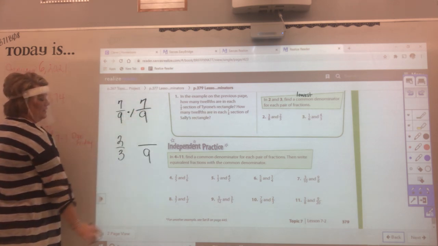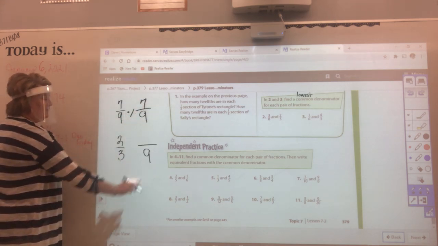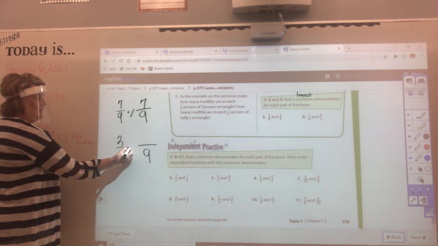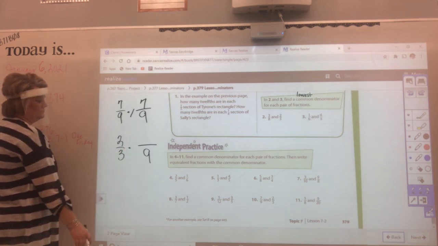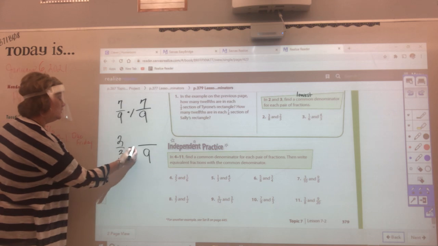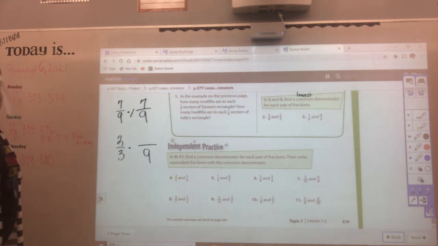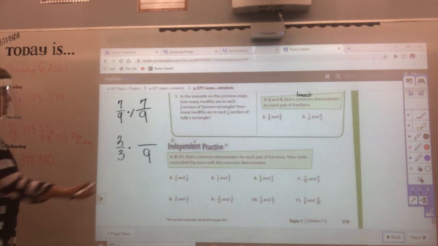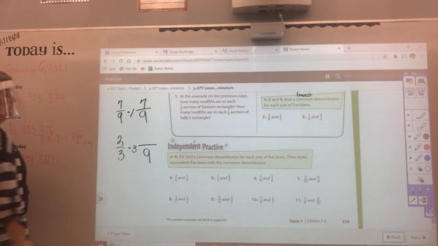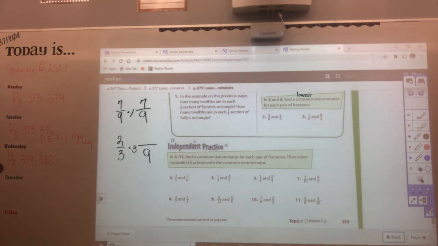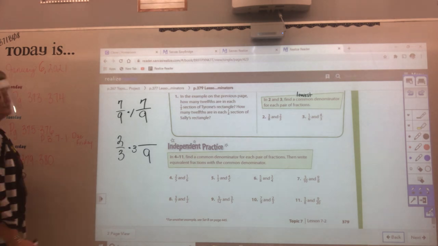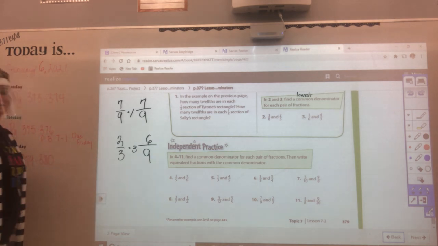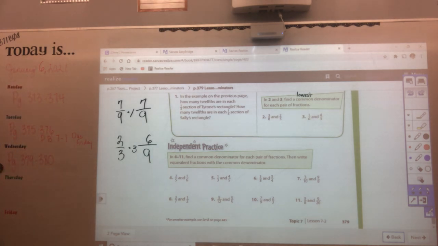So what's my new answer on top? 7. On the bottom, Lainey, how do I go from 3 to 9? 3 times what gets me 9? Huh? 3 times 2 gets me 6. 3 times what gets me 9, class? 3. So Xander, if I multiply the bottom times 3, I got to multiply the top times 3. What's 2 times 3? 6. There's your answer. 7 ninths, 6 ninths.